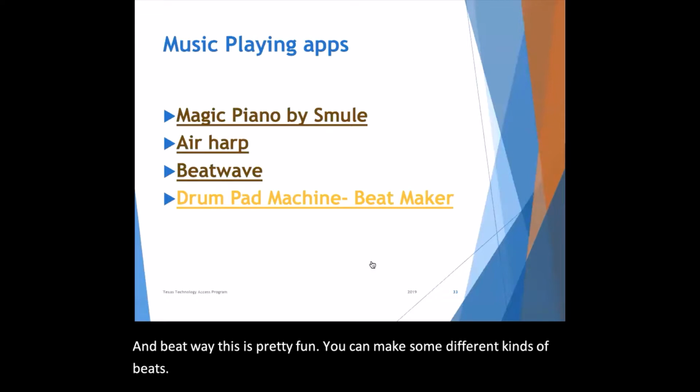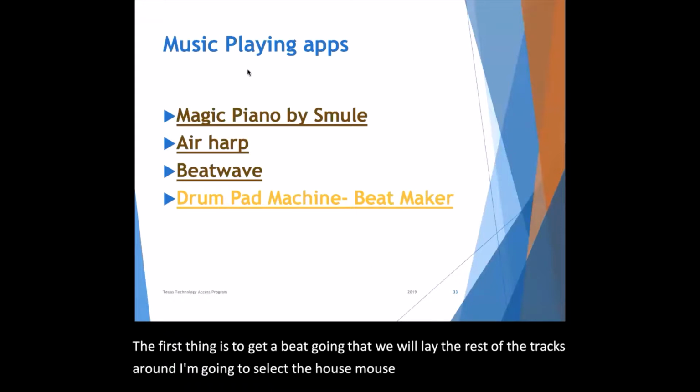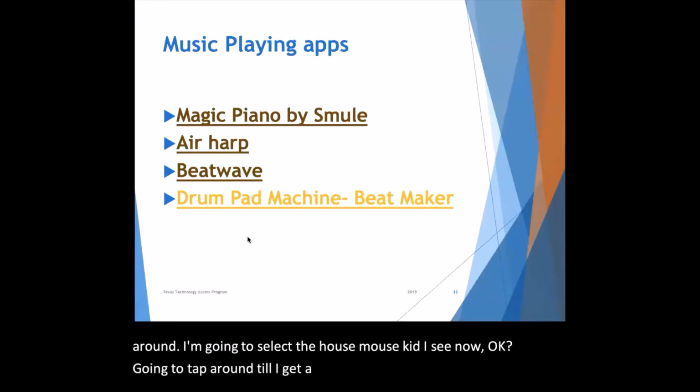We're going to show how to create a Beatwave song in just a few minutes. The first thing is to get a beat going that we will lay the rest of the tracks around. I'm going to select the House Mouse Kit to easily start a beat going. Just going to tap around until I get a beat I like. I think this one's good.